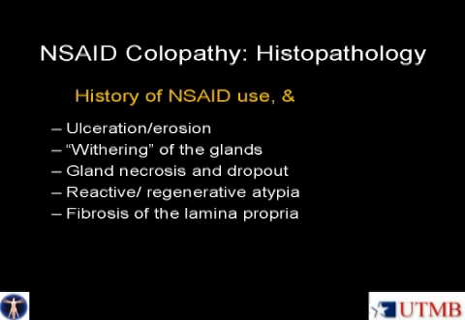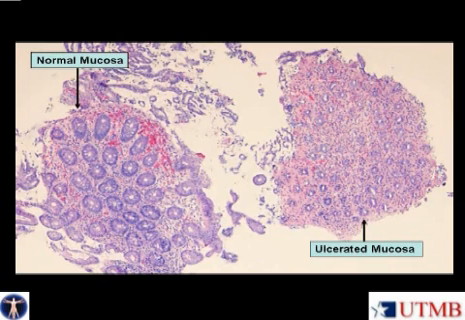Some of the histopathological features of NSAID colopathy are illustrated in the following slides. A history of NSAID use is critical as the overall findings are non-specific and can be seen in other conditions that cause colonic ulcers. Ulcers and erosions. Biopsies from the ulcer site can clearly delineate normal healthy colonic epithelium from that of the ulcerated mucosa.